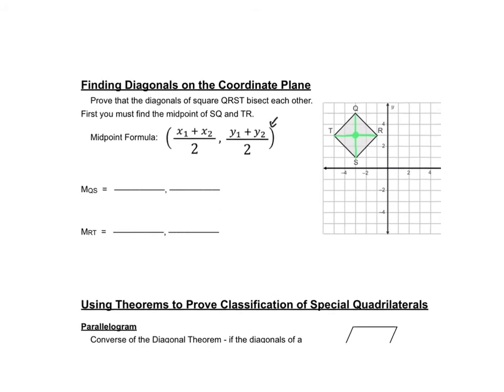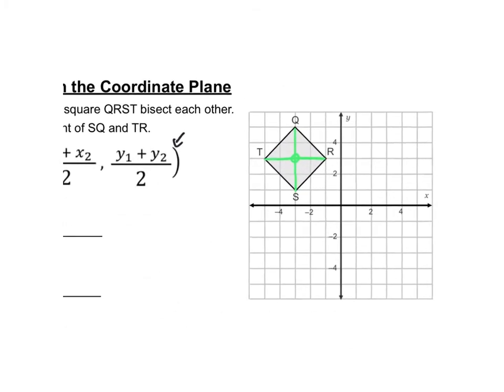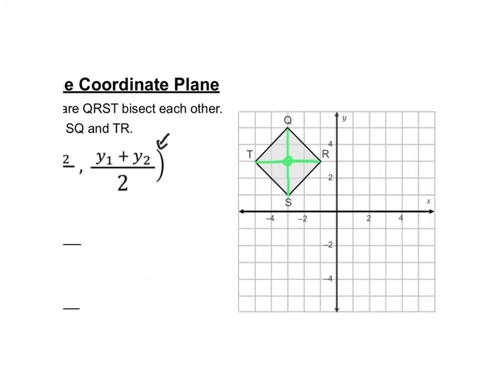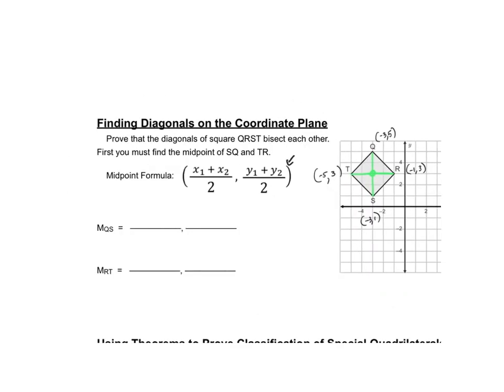So if we substitute in, we have points that we need to substitute in to find the midpoint. So Q is going to be negative 3, 5. R is going to be negative 1, 3. S is going to be negative 3, 1. And T is going to be negative 5, positive 3. So those are the points that we're going to use in our midpoint formula.